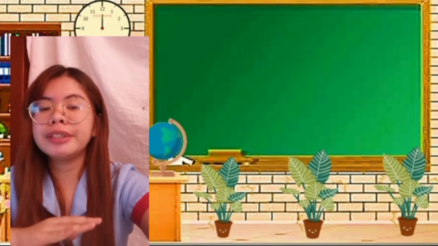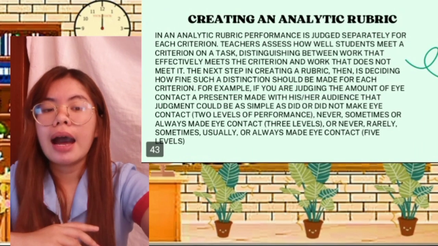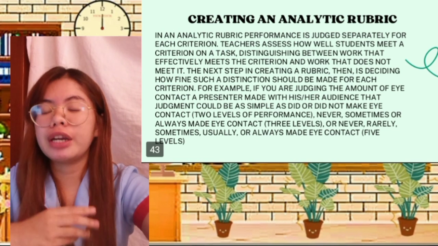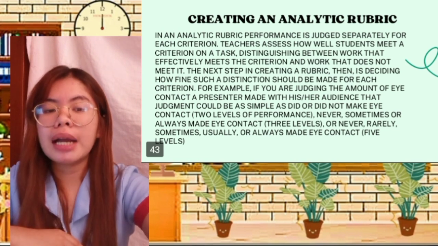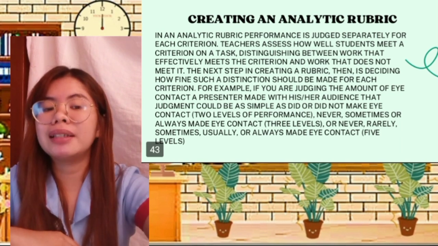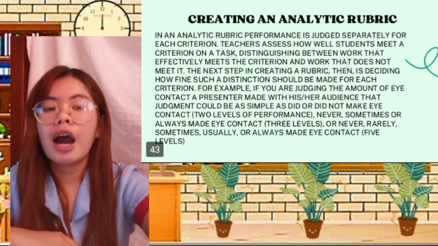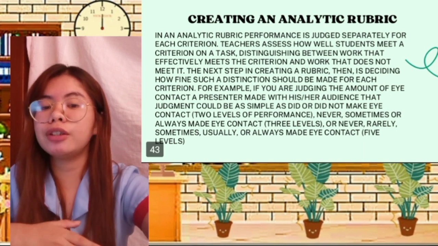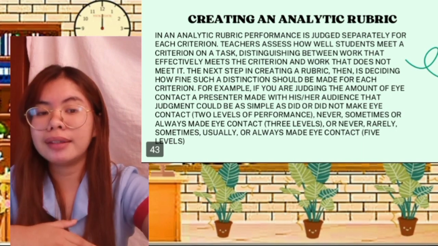So let's first define what is analytic. In an analytic rubric, performance is judged separately for each criterion. Teachers assess how well students meet a criterion on a task, distinguishing between work that effectively meets the criterion and work that does not meet it. Generally, it's better to start small with fewer levels because it is usually harder to make more fine distinctions.